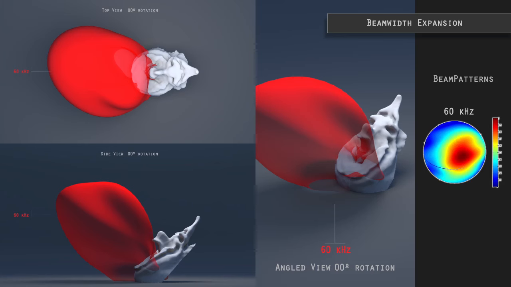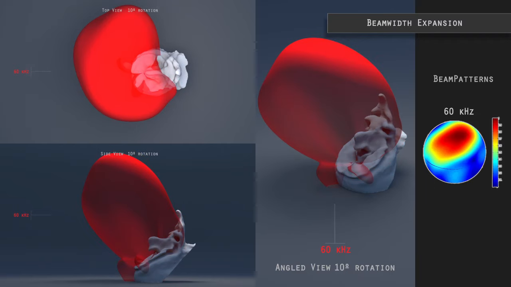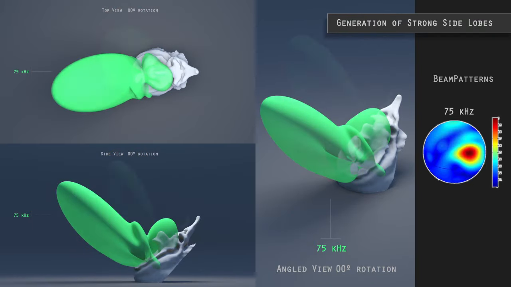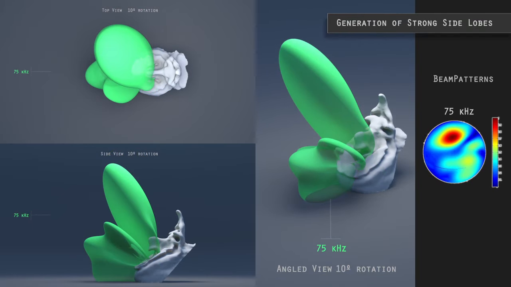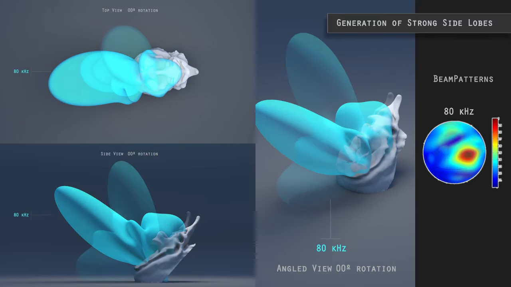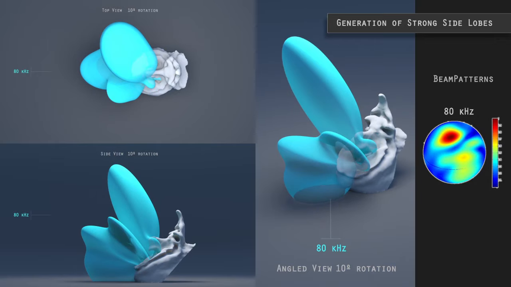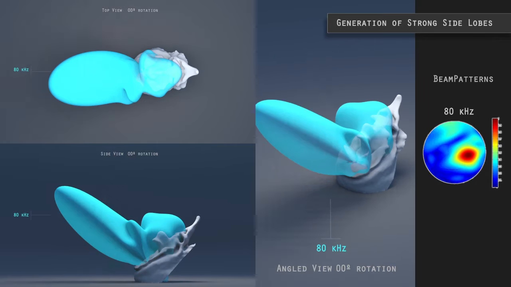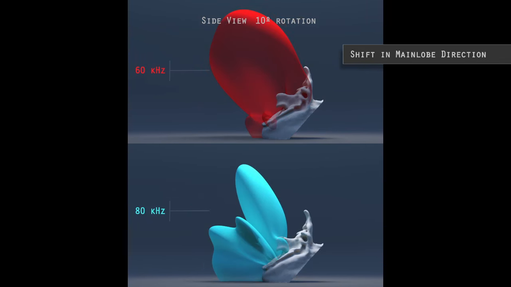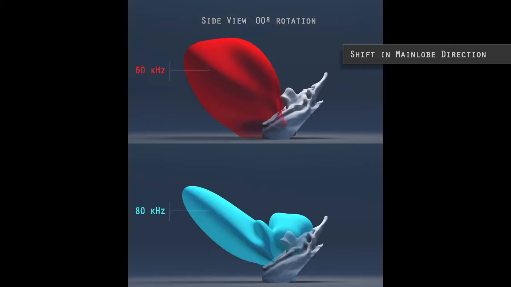The effects of lancet rotation on the acoustic field are frequency dependent. At low frequencies of the spectrum, the beam width gets wider as the lancet rotates. At higher frequencies, however, the beam width remains largely the same, but the side lobes get stronger as the lancet rotates. Furthermore, as the lancet rotates, the main lobe direction shifts irrespective of frequency.